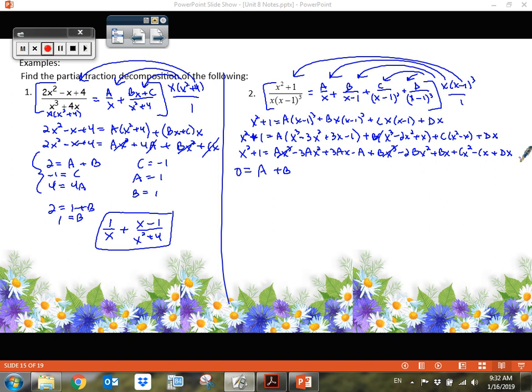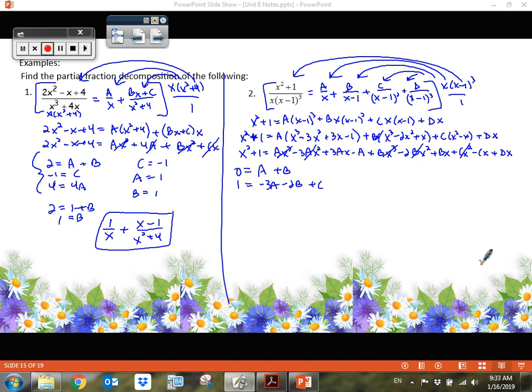Okay, now let's go to the squareds. I do have an x squared in the numerator, so 1 equals. Now let's pull out all the squares. So I have a negative 3a, that squared's gone. Let's keep going. I got a negative 2b, that squared's gone. And then I have a plus c, and that squared's gone. So everyone see the pattern of what I'm doing here? I'm just collecting those coefficients.